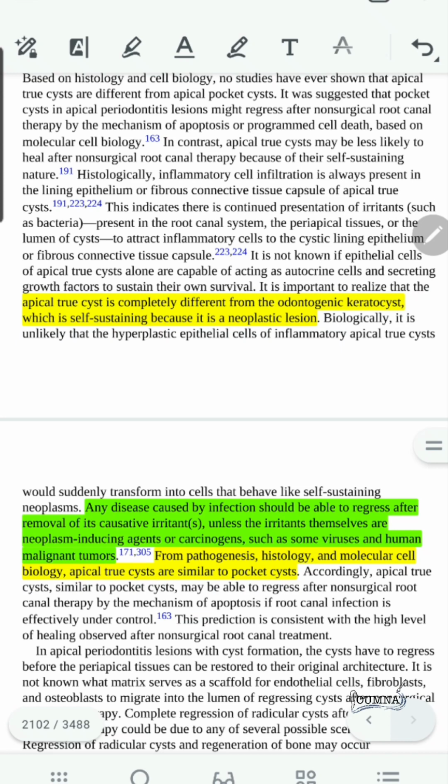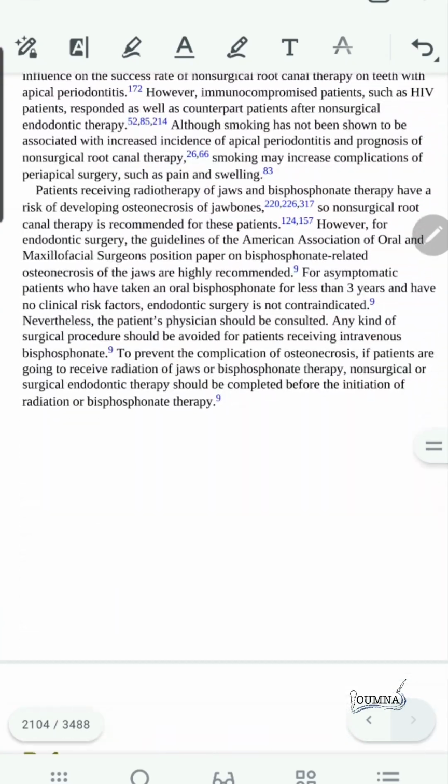So doing a follow-up after a root canal treatment is mandatory to know what type of lesion we are dealing with. Is it a granuloma? Is it a pocket cyst? Is it a true cyst, or a neoplastic lesion? I think that's everything for today.